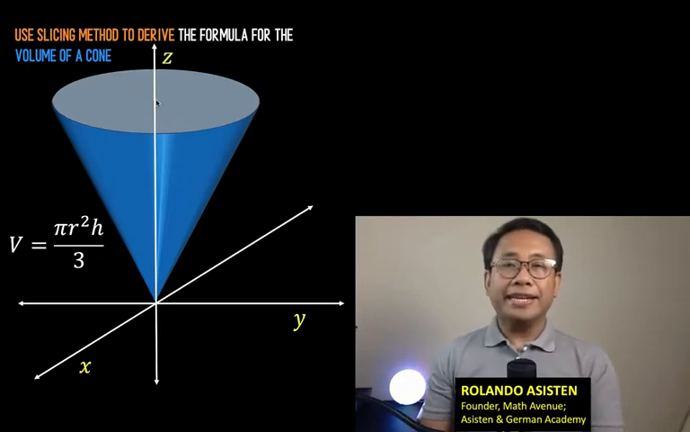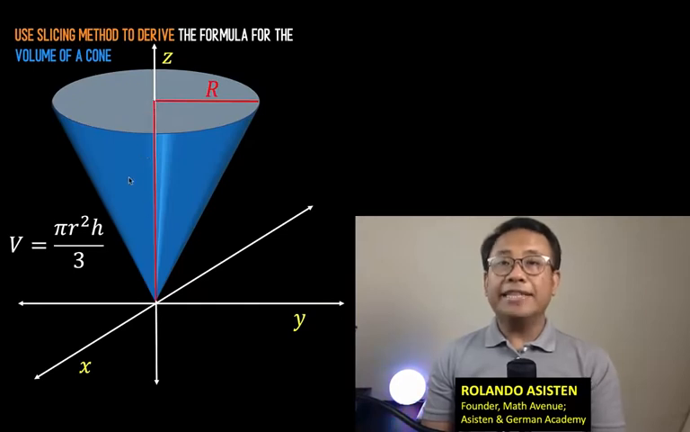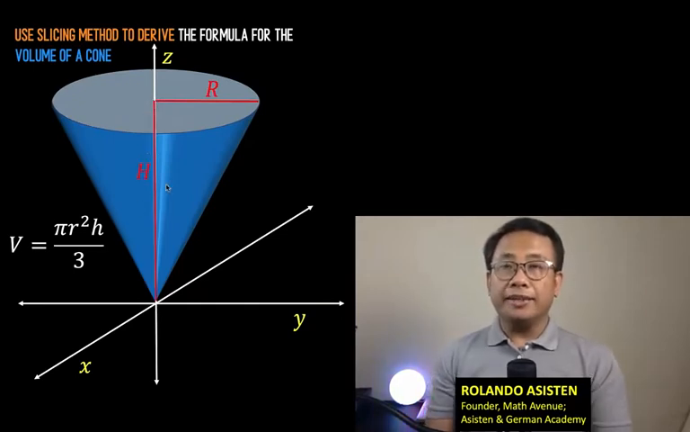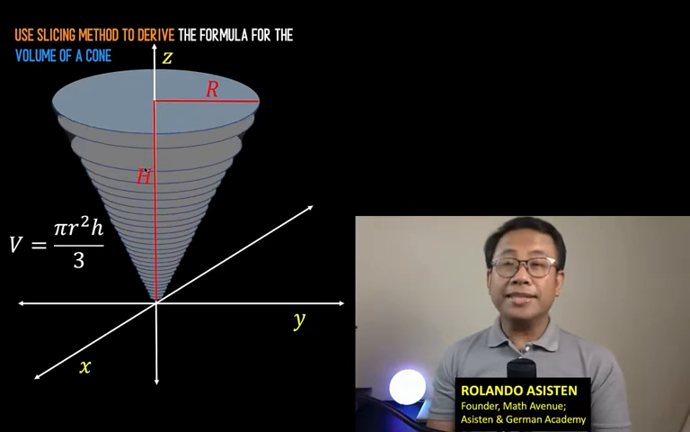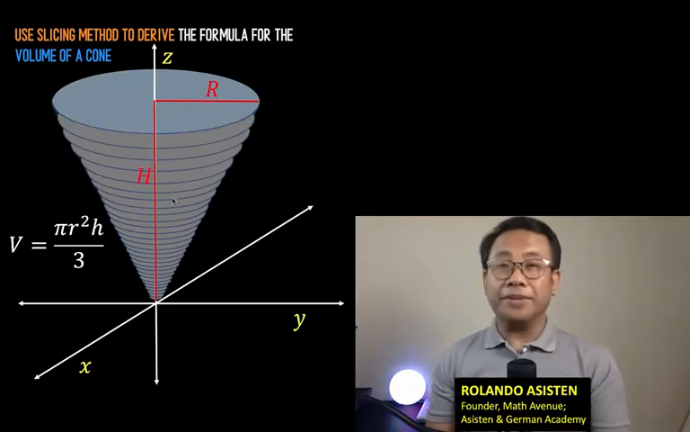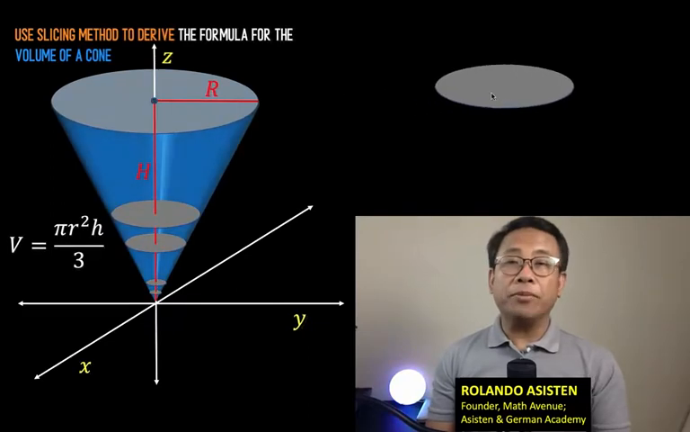Then let's locate the center of the circular base, and from the center, let's draw its radius, and label it as capital R. Then from the vertex, let's draw the height, and label it as capital H. Now, let's cut a cross section, a circular disc that is perpendicular to the vertical axis Z. And let's continue cutting this cone into circular discs like this. In fact, this cone can be looked at as the summation of all these circular discs that we can cut from the cone. And let's take a look at the property of one of those discs.